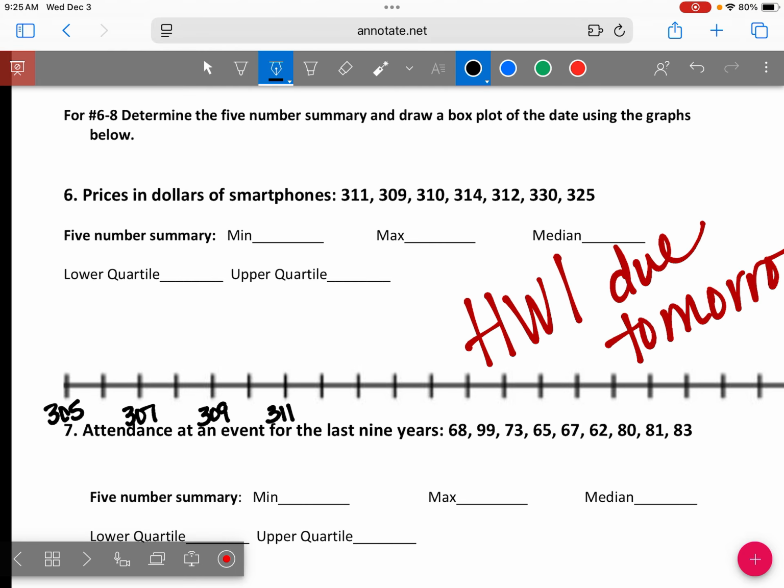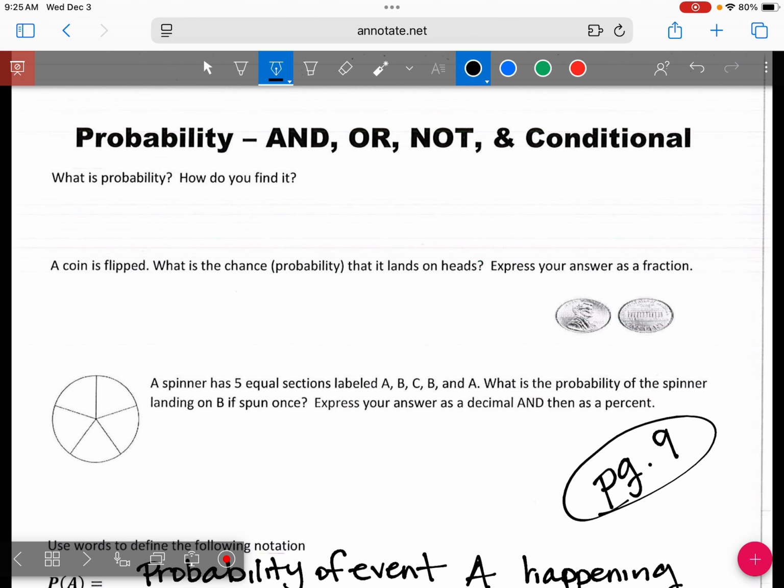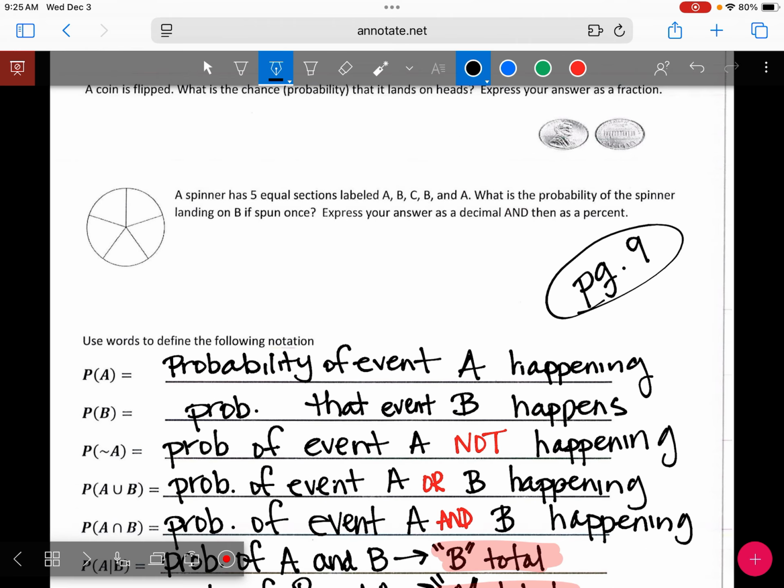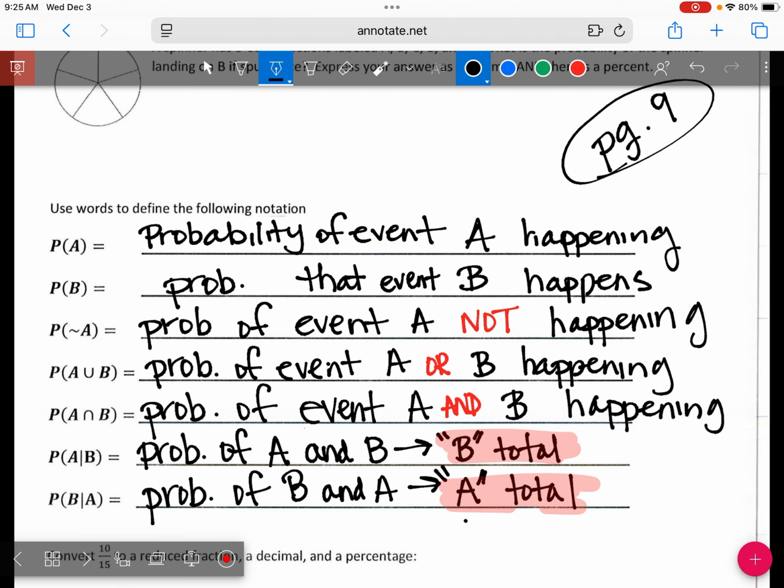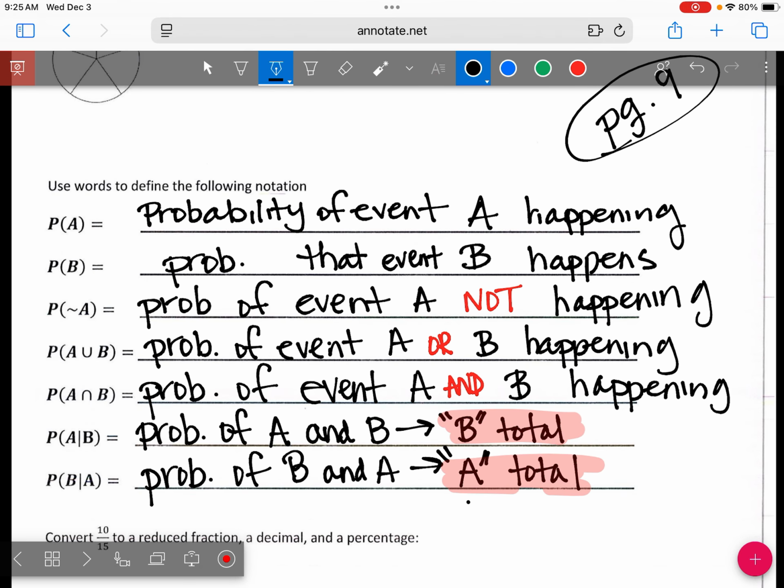All right, so now before you put away your books, go to page 9 in your packet. I just want you to copy down these definitions. We'll go over it together tomorrow. We'll talk about this more tomorrow, but just use the rest of the class period to copy down definitions for page 9 in your packet. Tomorrow we're going to talk about probability.